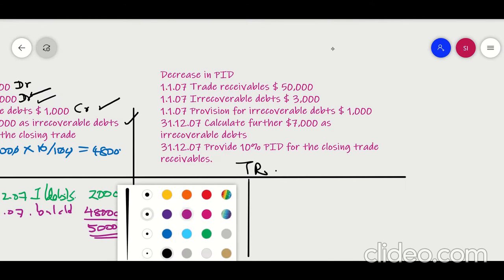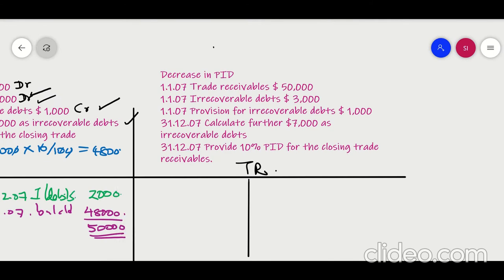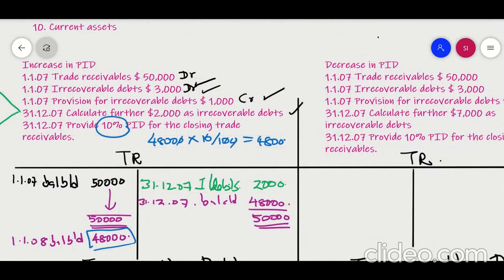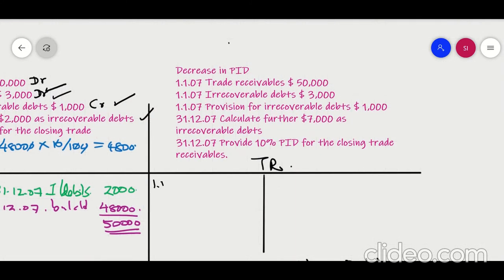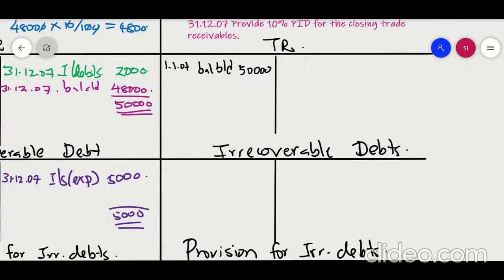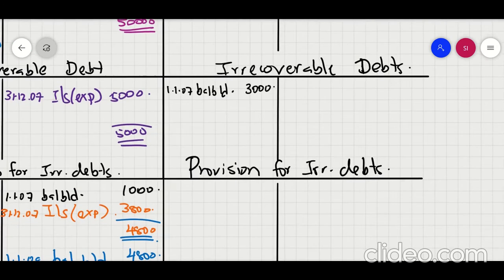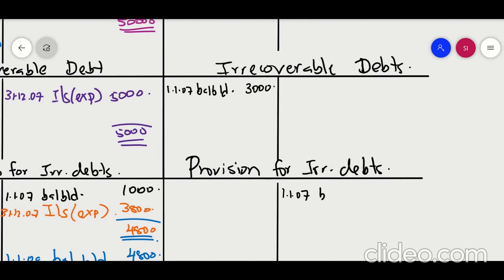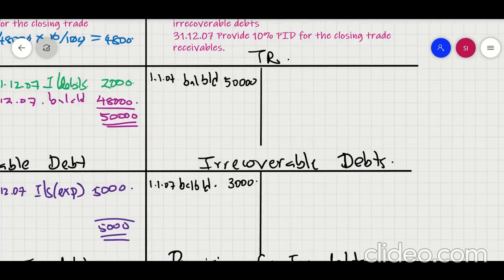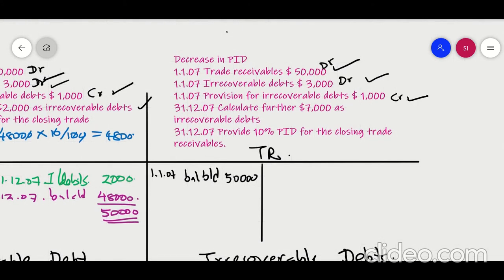Now let's have a look at decrease in provision for irrecoverable debts. First of all, let's enter all the opening balances. First, trade receivables balance 50,000 on the debit side because it's an asset, and irrecoverable debts on the debit side and provision for irrecoverable debts on the credit side. So 3,000 here, 11/07 balance brought down, and over here on the credit side balance brought down. Let's see the value, which is worth 1,000.